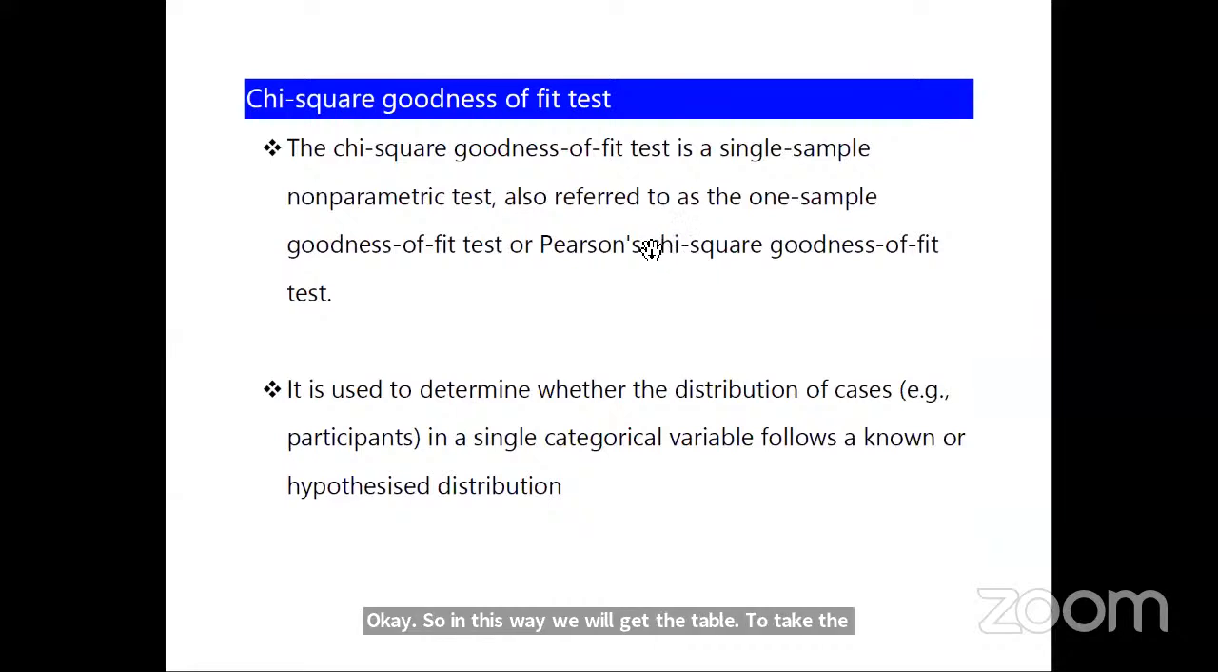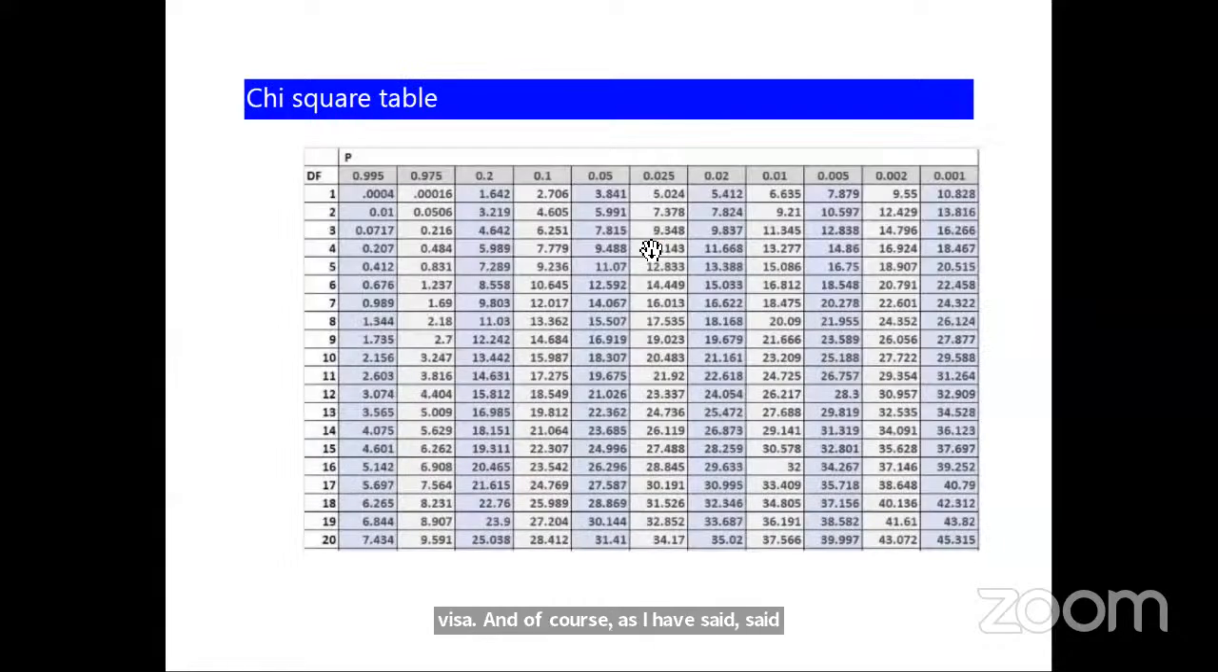And of course, as I have said to you in the last lecture, nowadays software gives the p-value, right? So again, the criteria will be the same. If your p-value is greater than alpha, that is 0.05, then we accept the null hypothesis. And if the p-value is less than 0.05, then we have to reject the null hypothesis. The decision is taken like that.